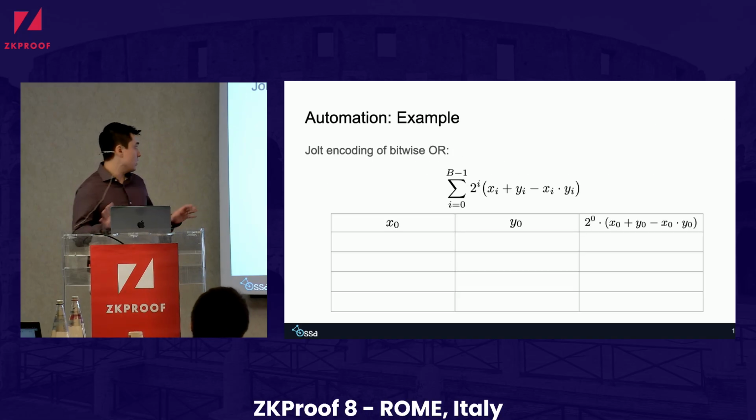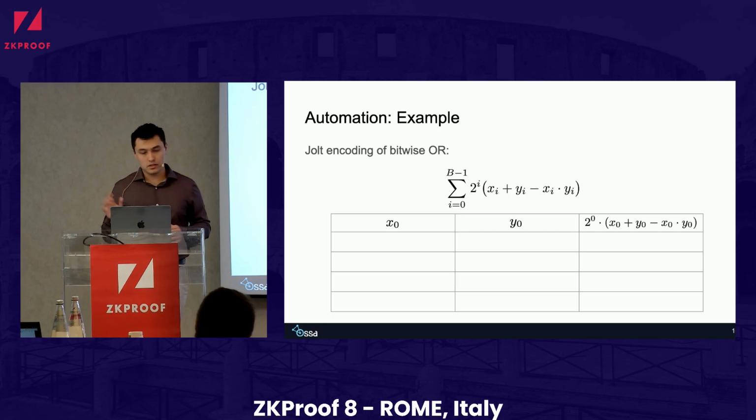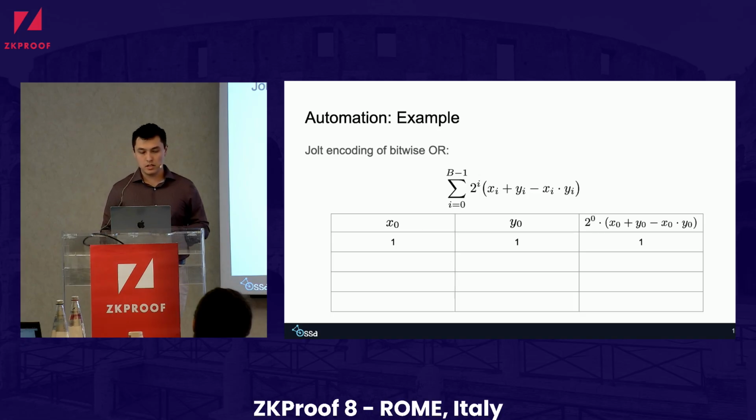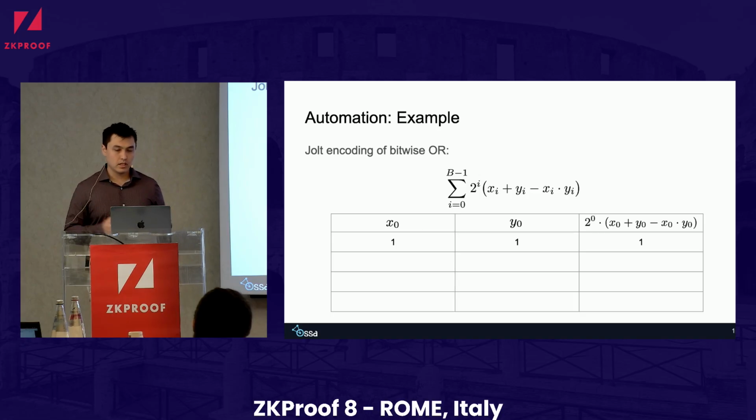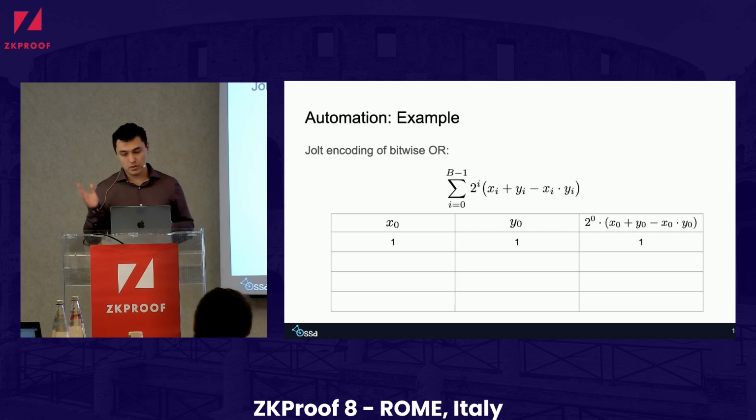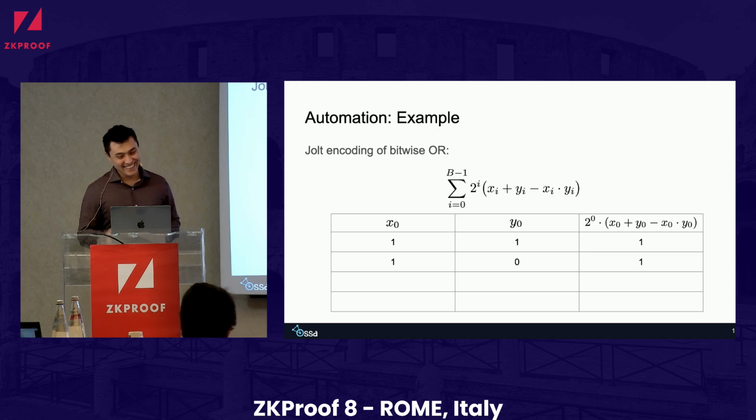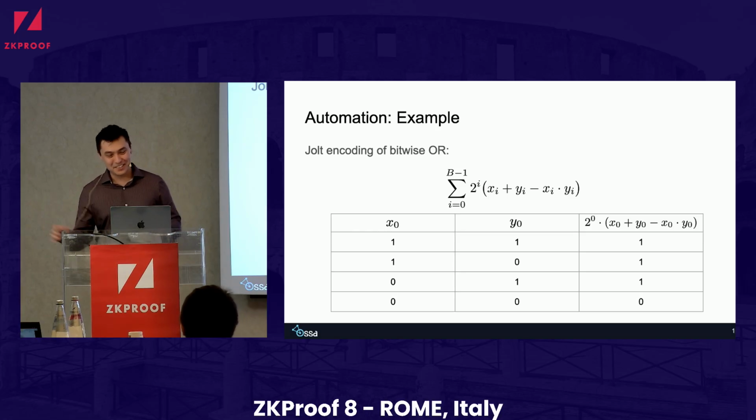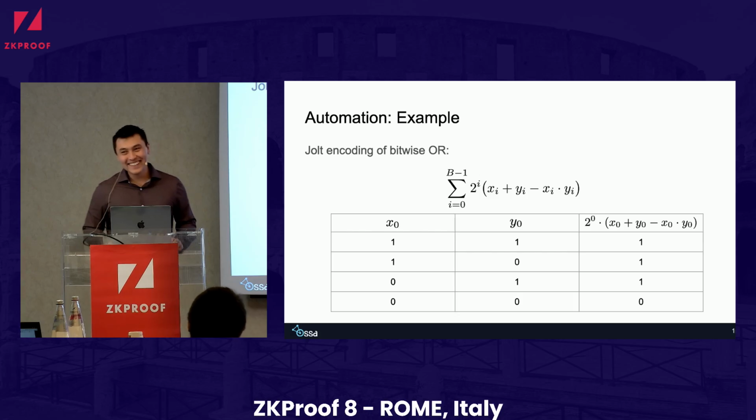So let's start with an example. This is Jolt's encoding of bitwise OR. Just to see why this works, let's look at 1 bit. 1 plus 1 minus 1 is 1. I won't go through the rest of these, but you can see that the truth table actually represents bitwise OR.